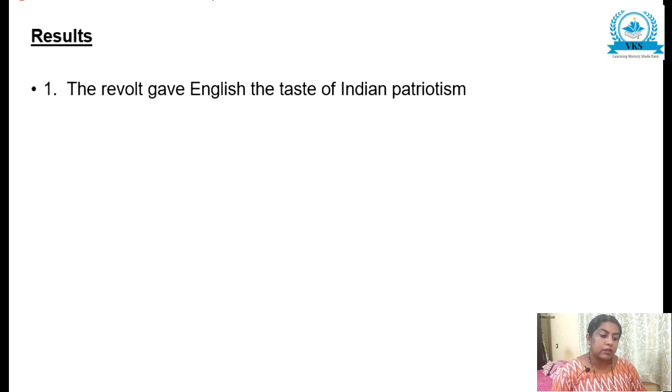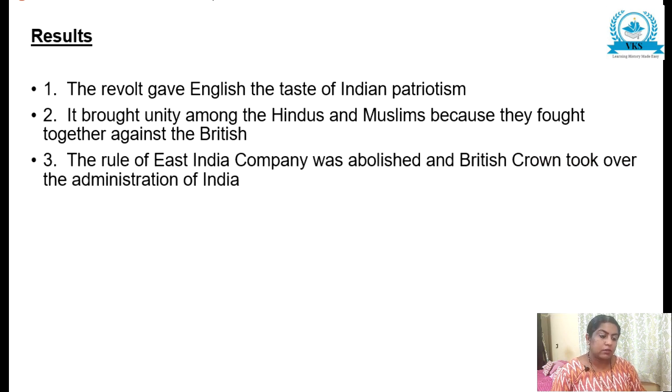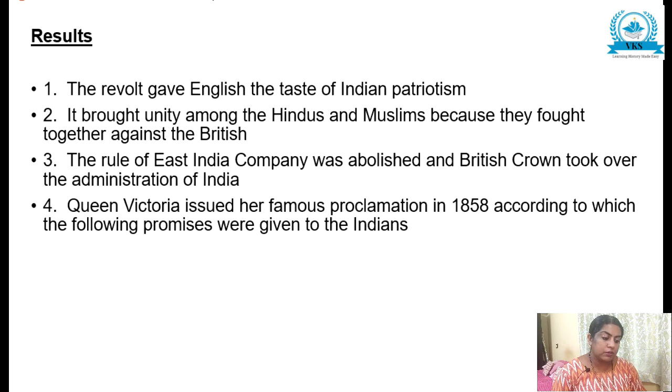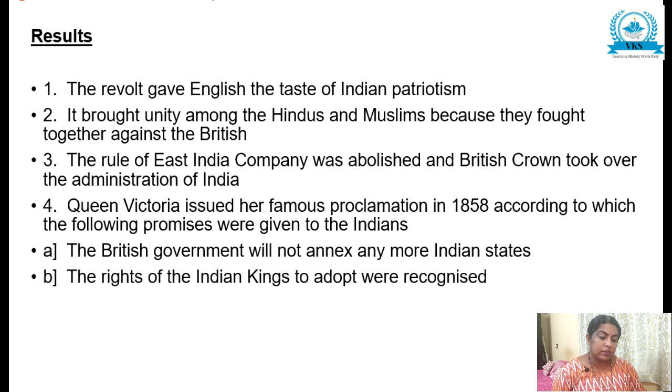The revolt gave the English a taste of Indian patriotism. It brought unity among the Hindus and Muslims because they fought together against the British. The rule of East India Company was abolished and the British Crown took over the administration of India. Queen Victoria issued her famous proclamation in 1858, according to which the following promises were given to the Indians. The British government will not annex any more Indian states. The right of the Indian kings to adopt was recognized.